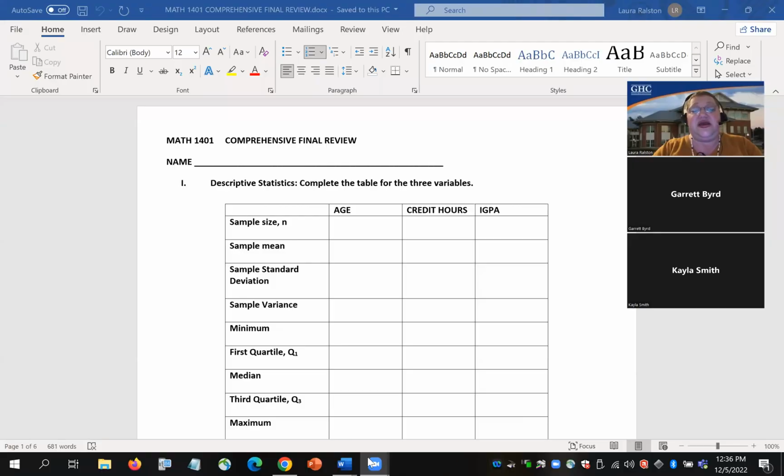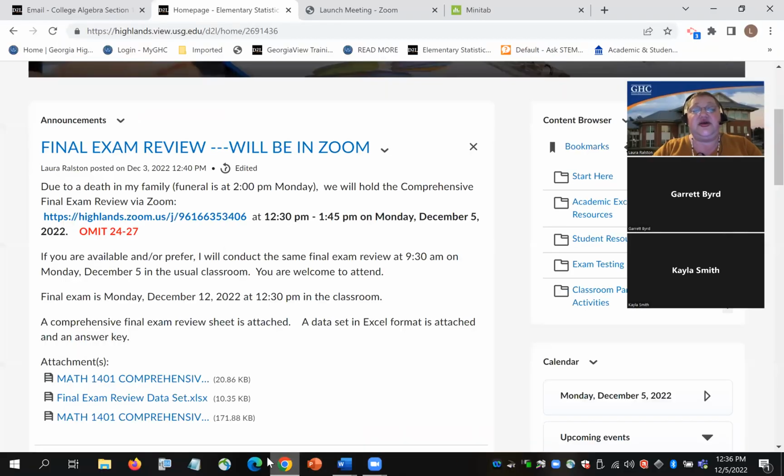Okay, do I need to review how to calculate the descriptive statistics? It's been a while since we've done that. That's part 1. And you've got to be able to calculate those statistics because you're going to need them as you work through the other problems. You may unmute and speak. Okay, Nick says yes. Okay, so for the actual exam, I will have a printed copy of the data set.